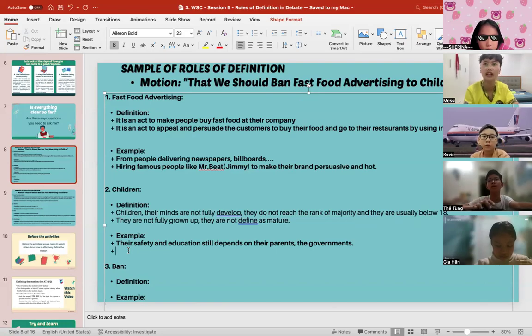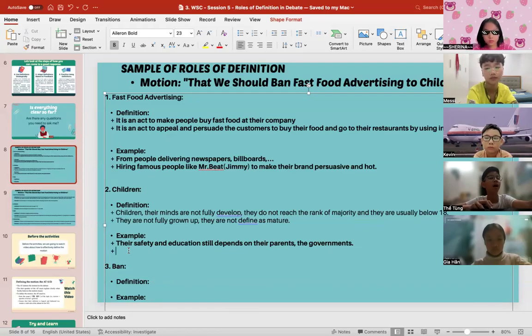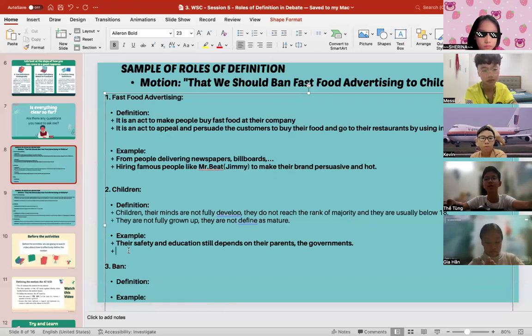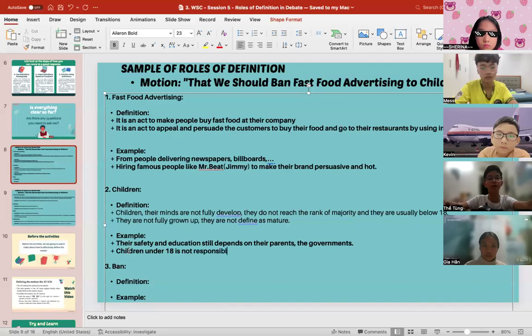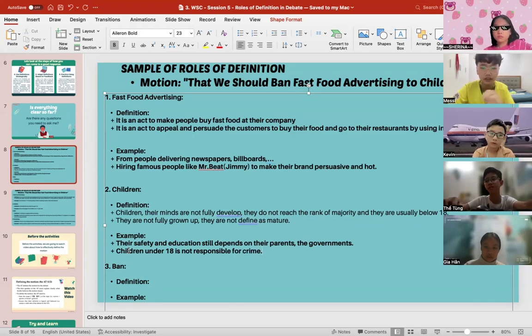Oh, so do you guys understand what is an example? An example is like what you have seen, what you have been told in real life, like in the newspaper. So, Thế Tùng, can you give again your example? Children who are under the age of 18 do not bear the punishment when they break the law of their country. Okay. Thank you, Thế Tùng.